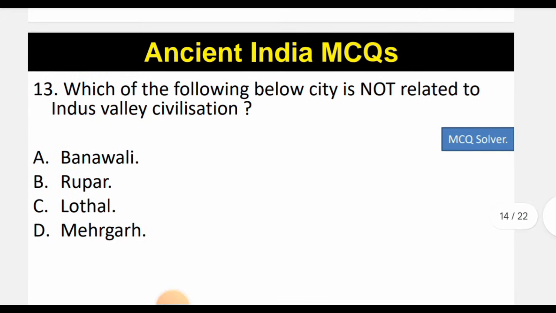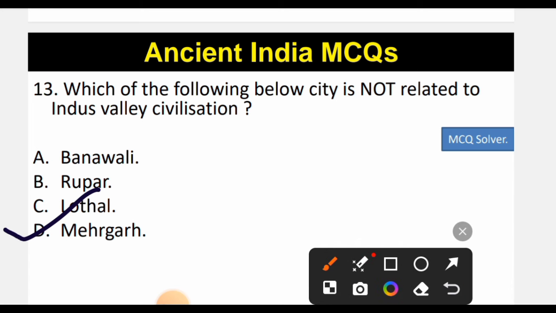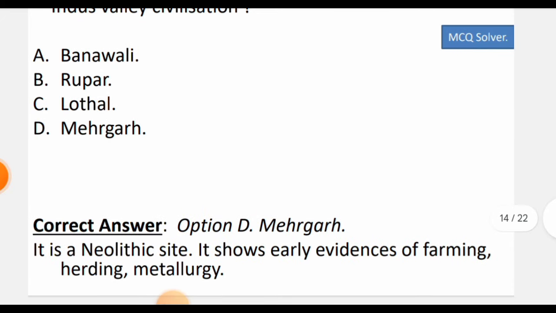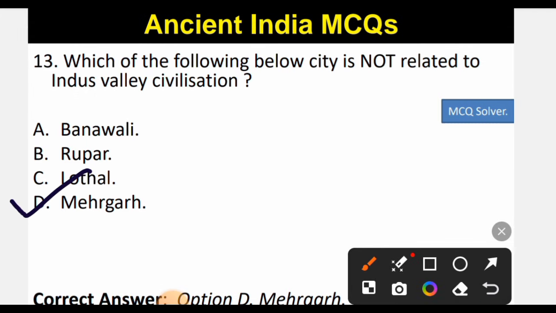Now let's move to question number 13. Which of the following cities is not related to Indus Valley civilization? Among the following, the correct option is option D, that is Mehrgarh. Mehrgarh is not related to Indus Valley civilization. It is a Neolithic site in the Pakistan region, and it shows early evidence of farming, herding and metallurgy. So this city does not belong to the Indus Valley civilization.